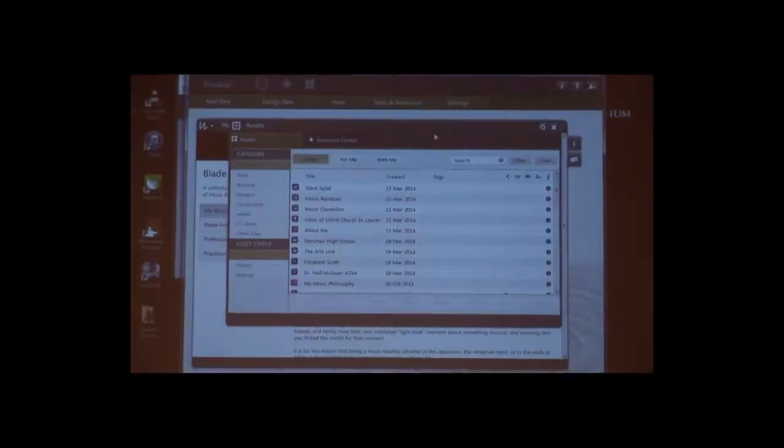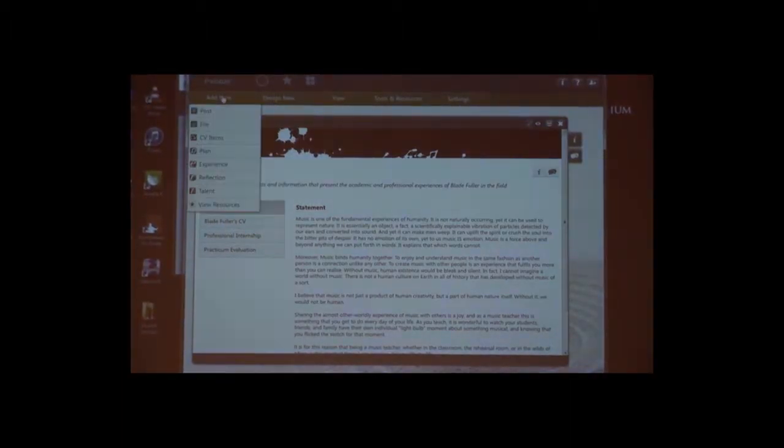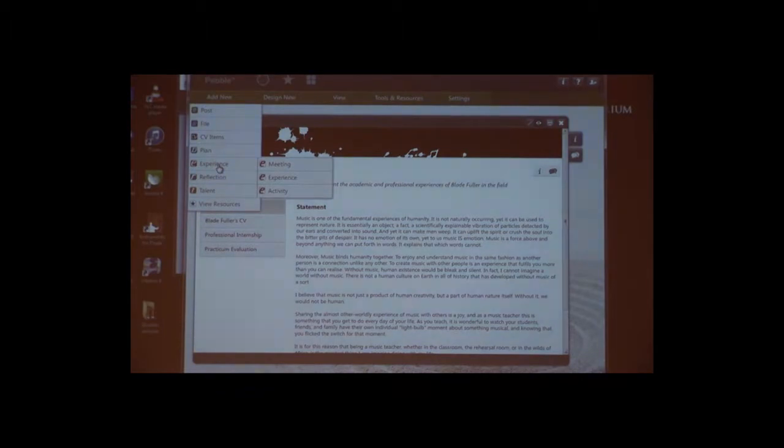The good thing about PebblePad, firstly, is this idea of assets. And so every time you create a new asset, it gives you the option to tell you what it is. You add a new post, which is just a bland insert text here. But the better parts of that is you can input an experience, so a meeting or experience, an activity. You input reflections, a particular talent or achievement that you have, an action plan, and all these different things.